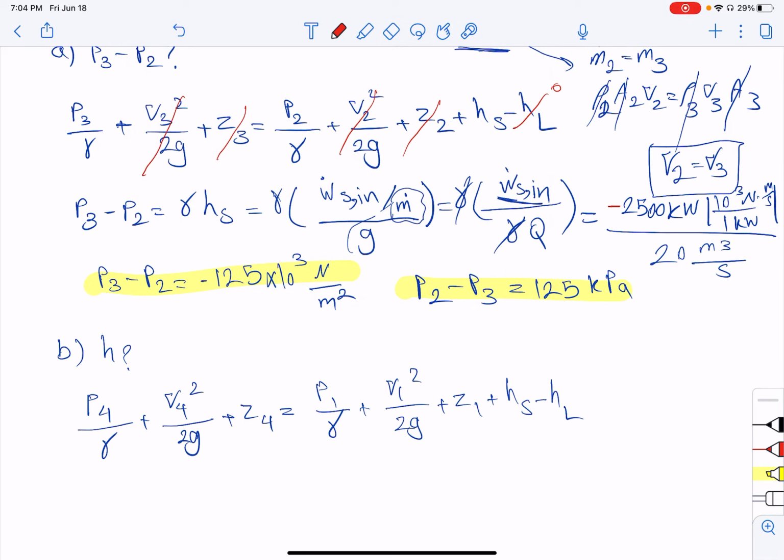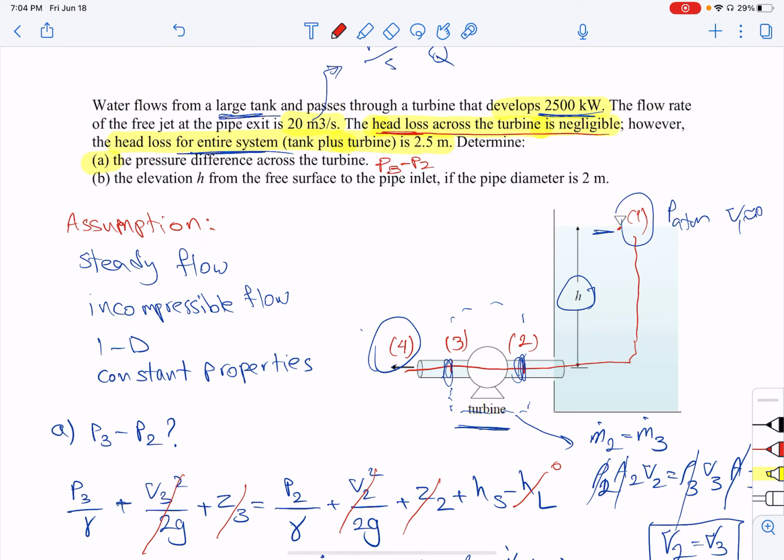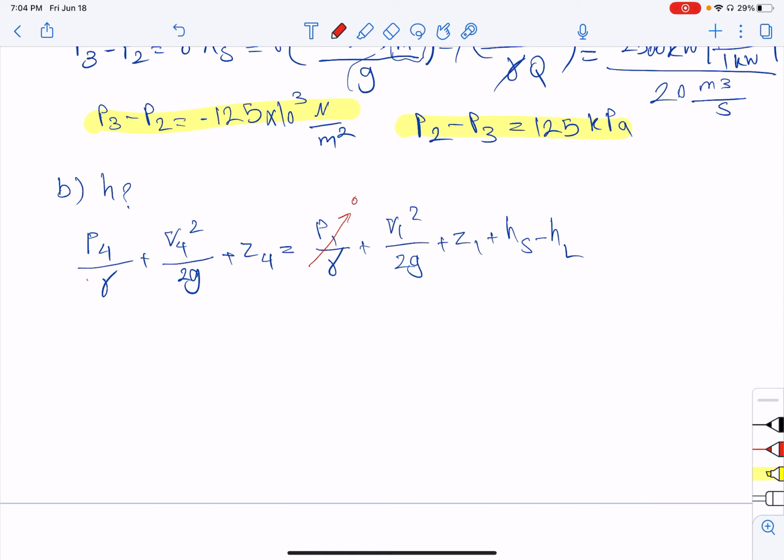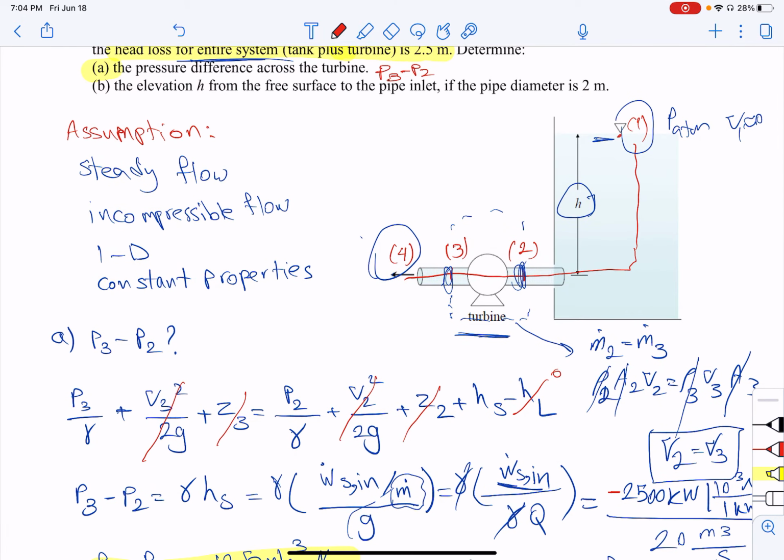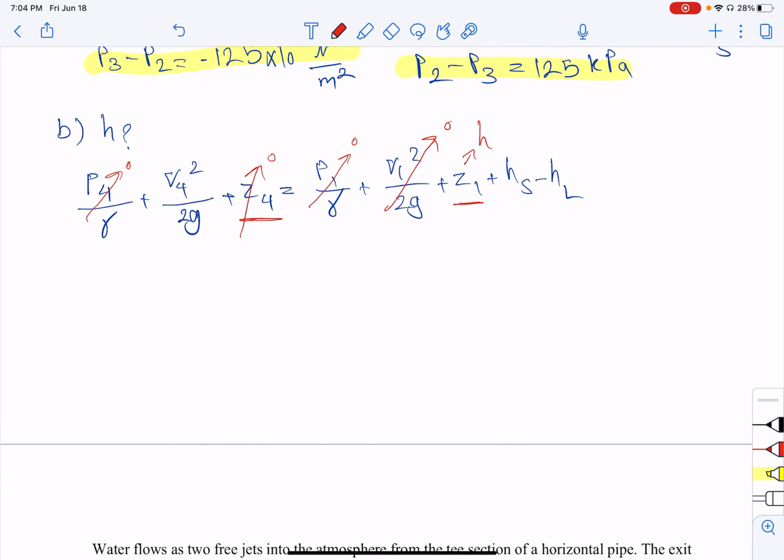So now what we have: P1 is to the atmosphere, so this is 0. P4 again is to the atmosphere, this is 0. V1, we say that's a large tank, this is 0. If we consider this one as our datum, this is going to be 0, and then Z1 is going to be H, right? If you look at the picture, this is H, the difference between Z1 and Z4.